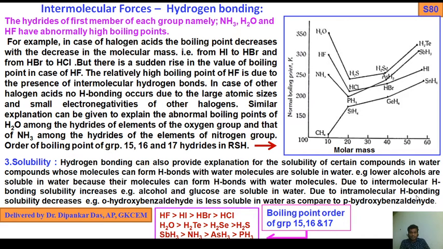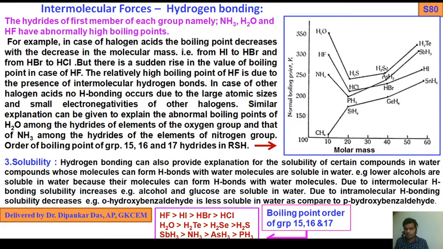Due to intramolecular hydrogen bonding, solubility decreases, that is, orthohydroxybenzaldehyde is less soluble in water as compared to para-hydroxybenzaldehyde. Again I tell you, hydrogen bonding can also explain the solubility of certain compounds in water. Compounds whose molecules can form hydrogen bonds with water molecules are soluble in water. For example, lower alcohols are soluble in water because their molecules can form hydrogen bonds with water molecules.